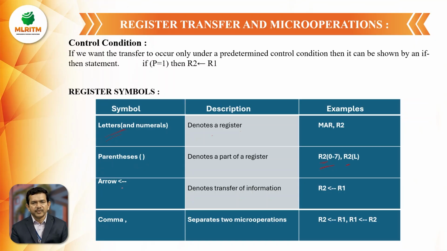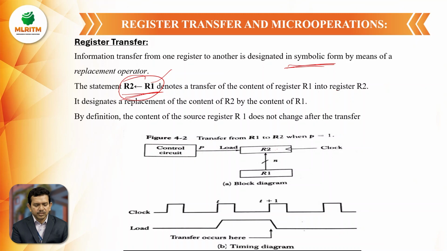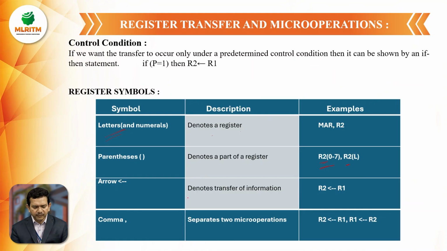Next, the arrow mark. The arrow mark plays a very important role in the transfer of data. As we saw in the previous slide, R1 tends to R2, or R1 transfers the data to R2. In the same way, this symbol denotes the transfer of information. The transfer of information will be done from the register R1 to R2. If you see the symbol here, R1 is transferring the data to R2.